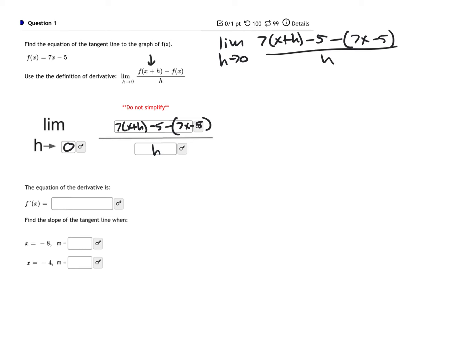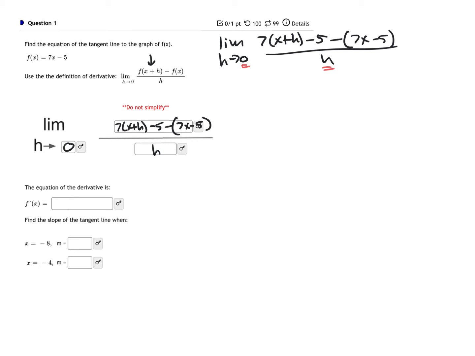Now, I can't just put 0 in for h, because if I have 0 on the bottom, that will just be undefined. So I have to find a way to factor that h and factor something out of the top and cancel out that h. So here's what we're going to do.